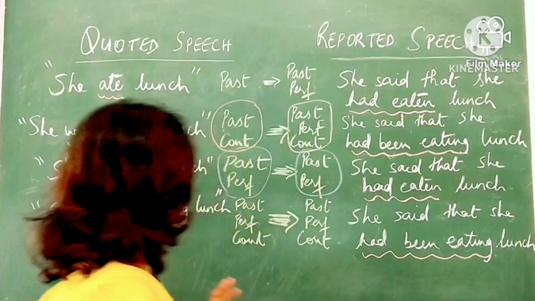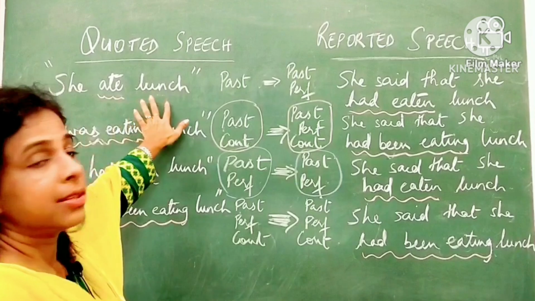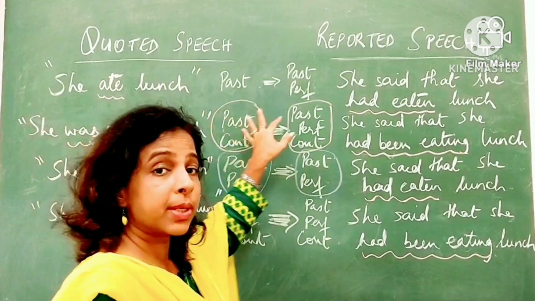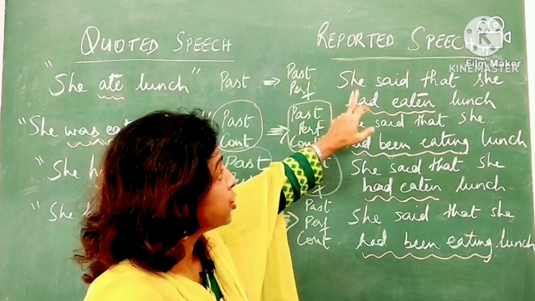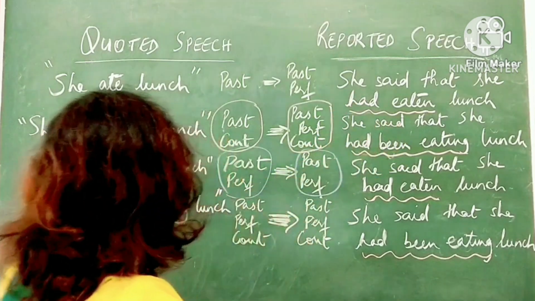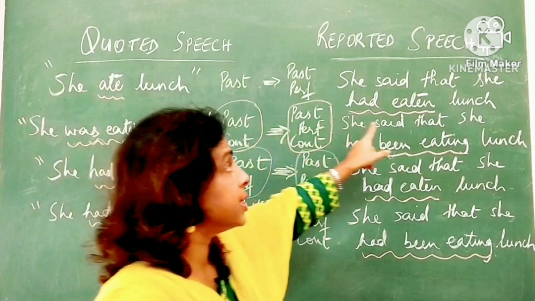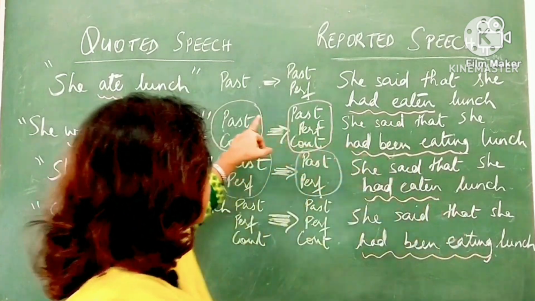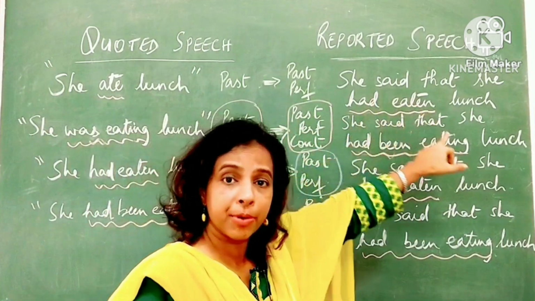Now, let us look at the past tense here. She ate lunch. Ate is in the past tense. Now, what does past tense become? It becomes past perfect. So, she said that, again you are going to remove the inverted commas and say she said that she had eaten lunch. So, this is your past perfect.